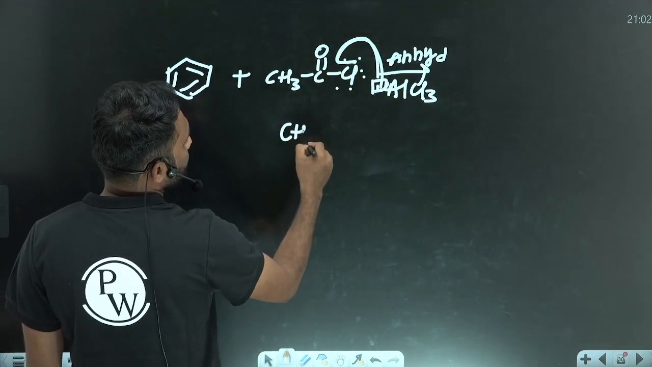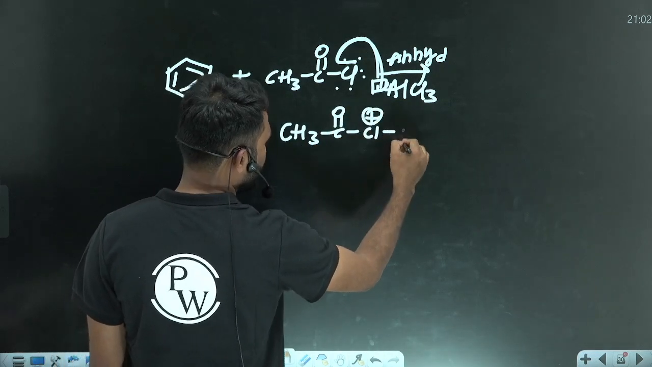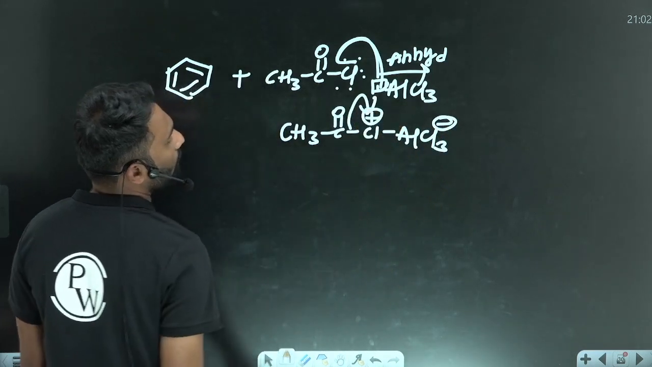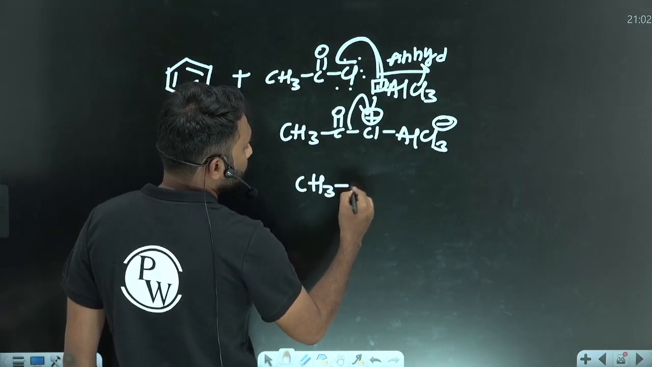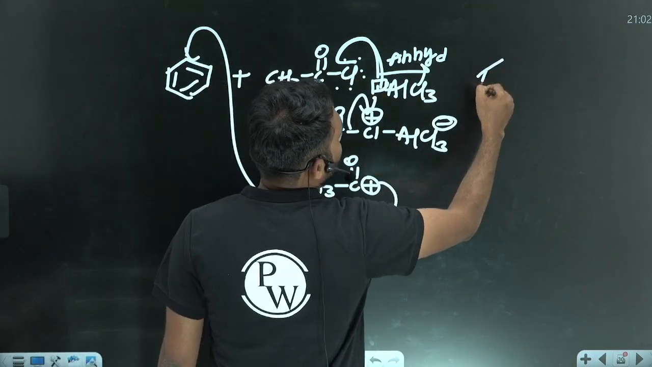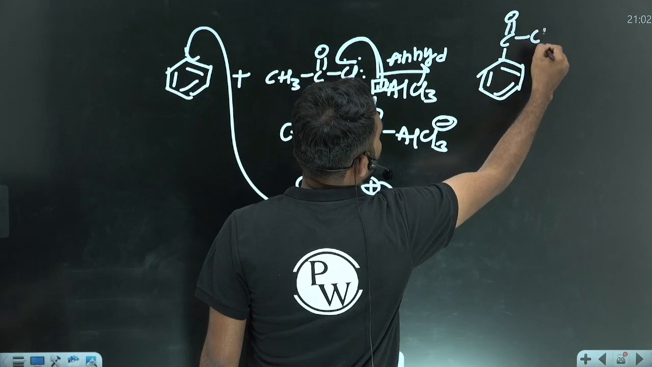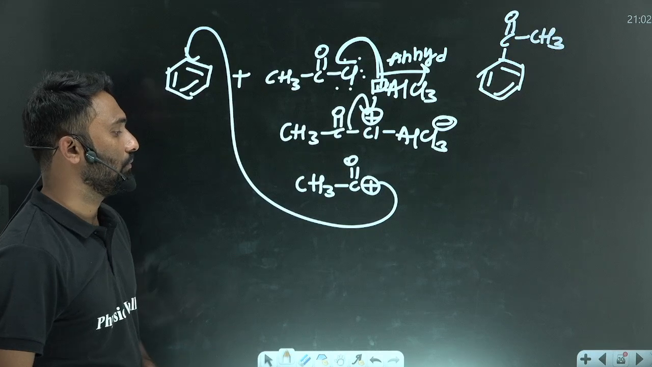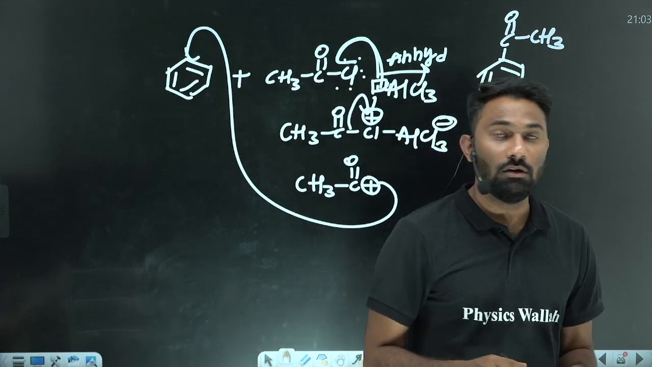Now here we will get CH3, C double bond Cl, with positive on chlorine and negative on AlCl3. The positive on chlorine is unstable, so it will take the electrons. Now here we will get CH3, C double bond O positive. This positive will go and attack the benzene. Now the electrophile has been generated, and we will get acetophenone. Clear?